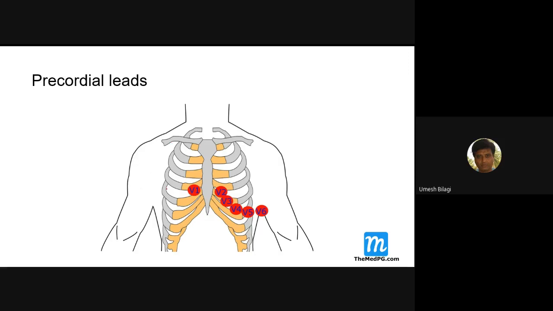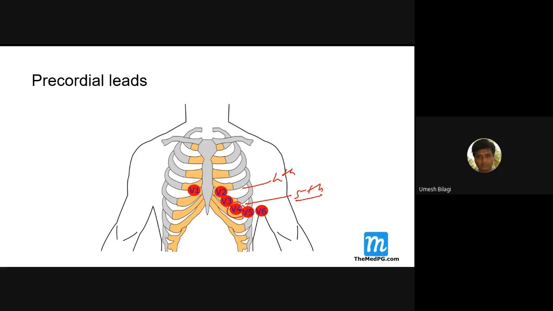For these precordial leads, we attach the V1 lead in the fourth intercostal space, just by the side of the manubrium sternum. This is the manubrium sternum. Just by the side, on the right side, we put the V1 lead. Similarly, opposite on the left side, in the fourth intercostal space, just by the side of the manubrium sternum, we put lead V2. And V4 is kept in the fifth intercostal space. This is the fourth intercostal space. This is the fifth intercostal space.